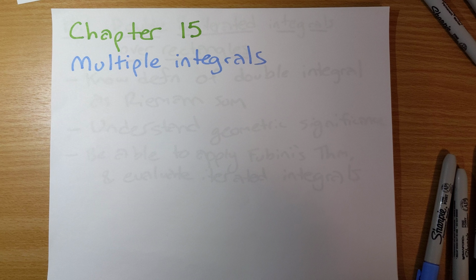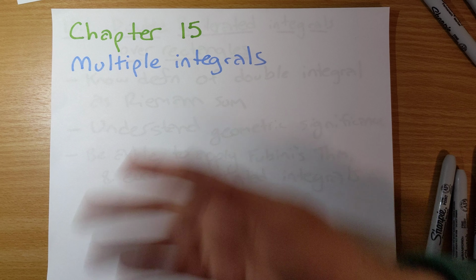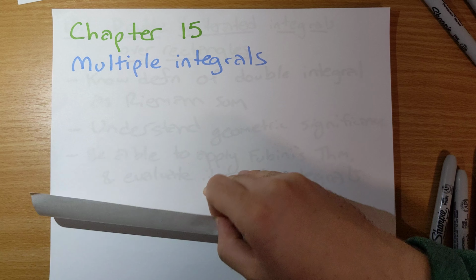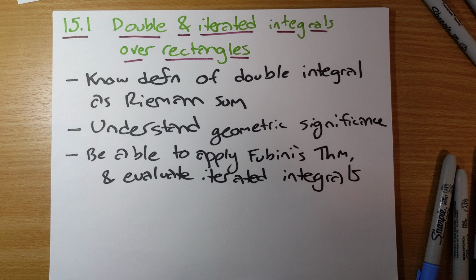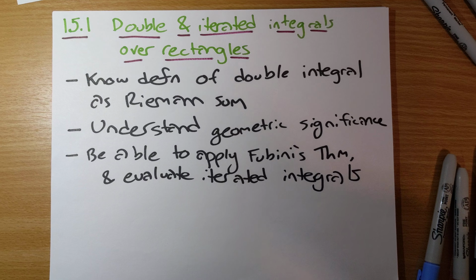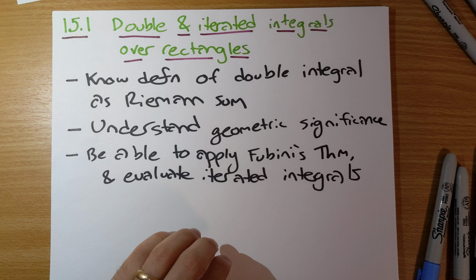And so now in chapter 15, we're going to be thinking about how to integrate functions of more than one variable. So chapter 15 is going to be multiple integrals. We'll start off by doing double integrals in sections 15.1 and 15.2. Later on in the chapter, we'll be doing sections that have triple integrals, but we'll start off with double integrals for the time being. So some learning goals here: know the definition of a double integral as a Riemann sum, understand geometric significance, be able to apply Fubini's theorem, and evaluate iterated integrals.